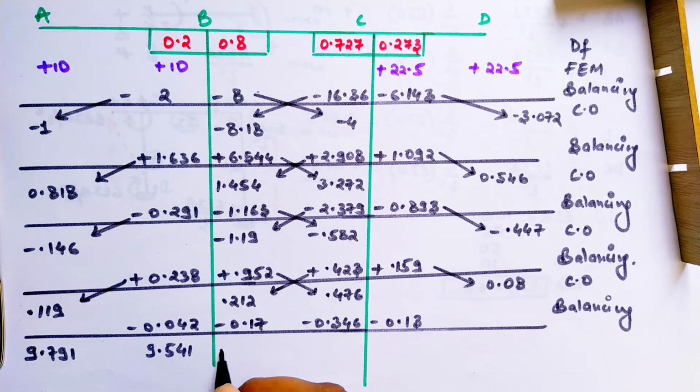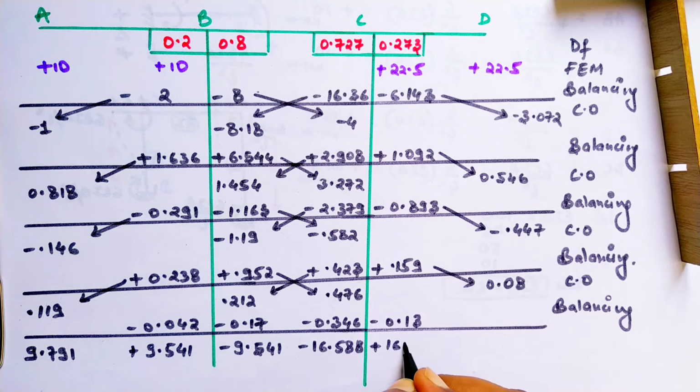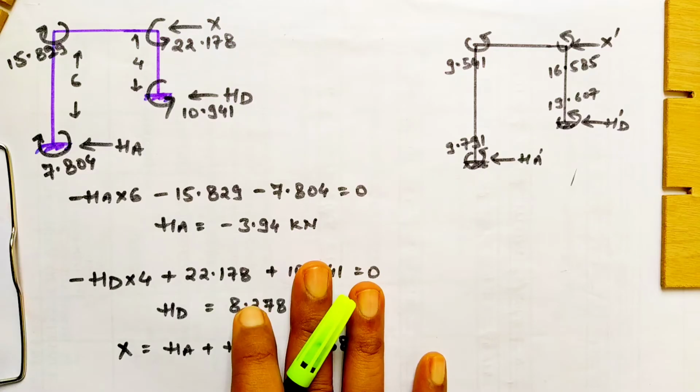So what we have to do is just sum up all the moments. See, it is coming equal and opposite. At C also it is coming equal and opposite. So we are going on to the next step.